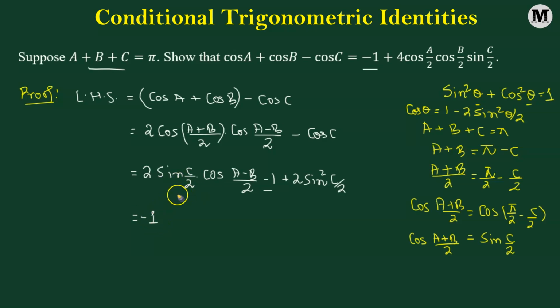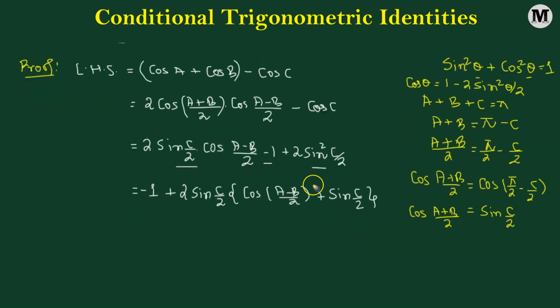Now what we'll do, we'll consider the first term and the third term in the previous step, and we can see that from each of the two terms we can take 2 times sine of C over 2 as the common factor. So let's pull out 2 times sine C over 2 as the common factor. That means this is going to get multiplied to cosine of the angle (A minus B) over 2. Then we have added to it sine C over 2.